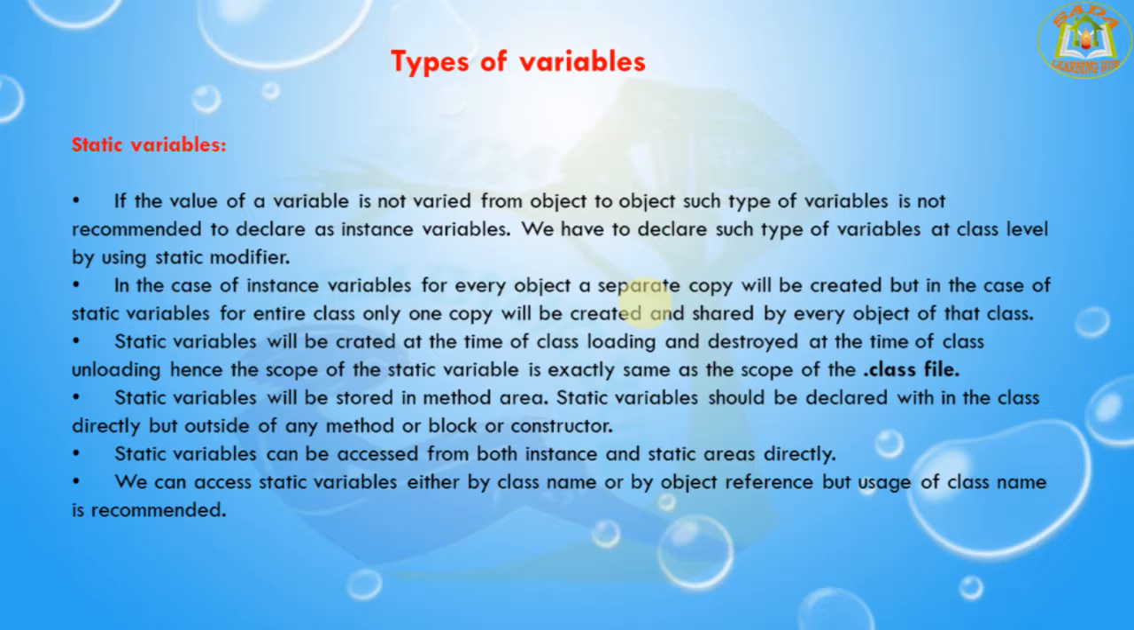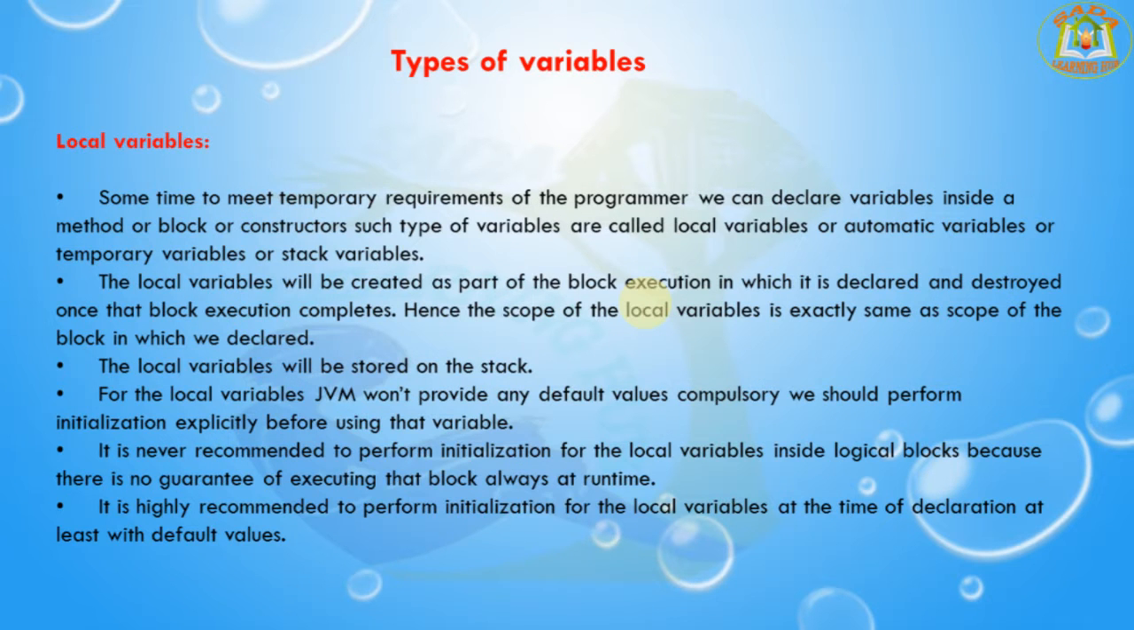Next, I'm going to discuss local variables. Sometimes, to meet the temporary requirements of a programmer, we can declare variables inside a method, block, or constructor. Such types of variables are called local variables, automatic variables, or temporary variables. The local variables will be created as a part of the block execution in which they are declared and destroyed once the block execution is completed. Hence, the scope of the local variables is exactly the same as the scope of the block in which it is declared.